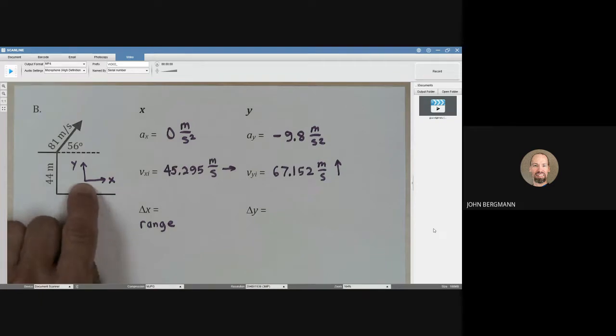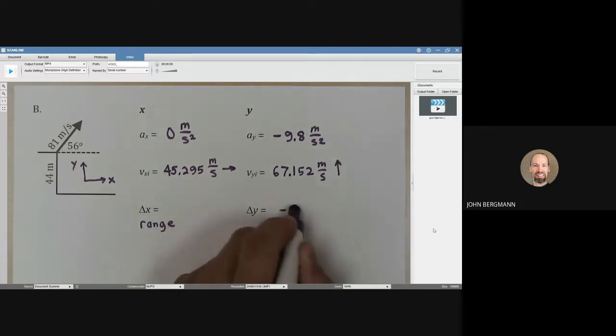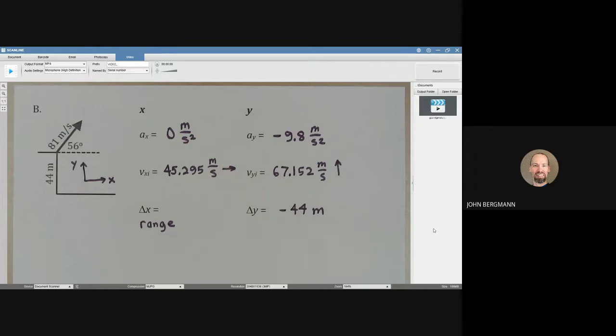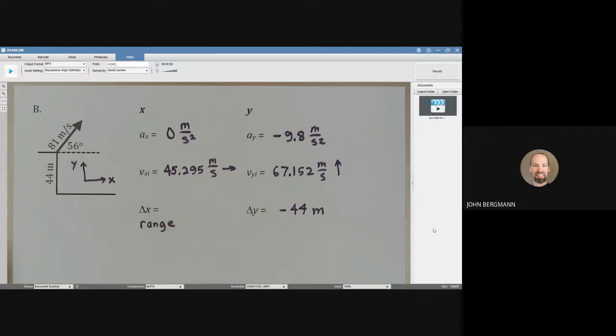That is a positive number because that y velocity vector points upward, and we chose upward to be positive. Delta y is the change in elevation from start to finish. If this cliff is 44 meters high, that means when it lands at some point, it will have dropped downward 44 meters. We're assuming that the ground at the bottom just continues straight and horizontal because we're not told otherwise.